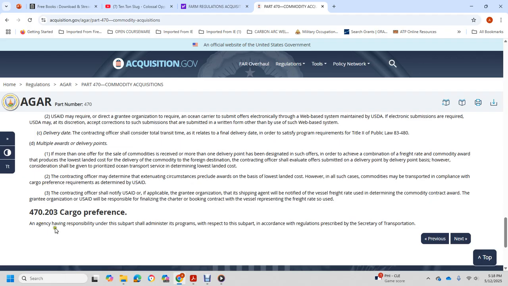4. 2.7.2.0.3 Cargo Preference. An agency that has the responsibility under this subpart shall administer its programs respecting this subpart in accordance with the regulations prescribed by the Secretary of Transportation.